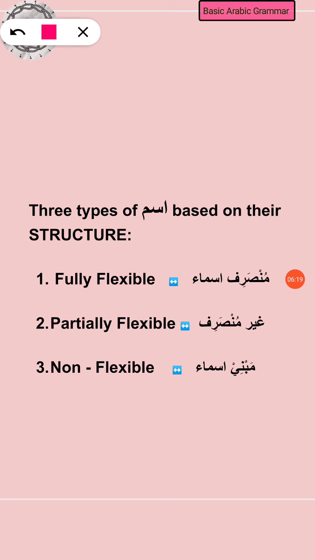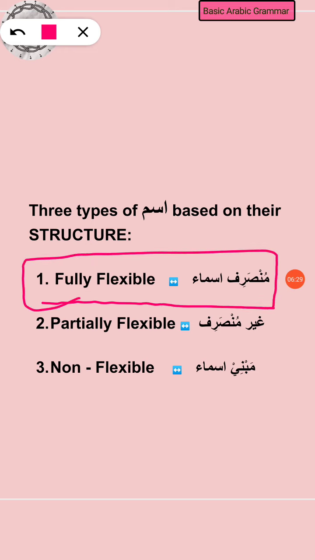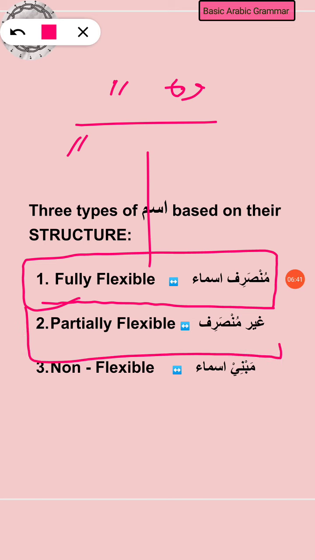So instead of saying common noun, try and say ism nakra, and so on and so forth. Okay, so what do we have in munsarif asma? Munsarif asma are the ones that bear tanween. So we have the sound an, in.